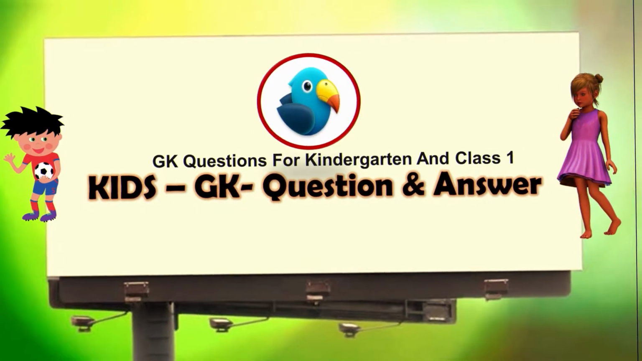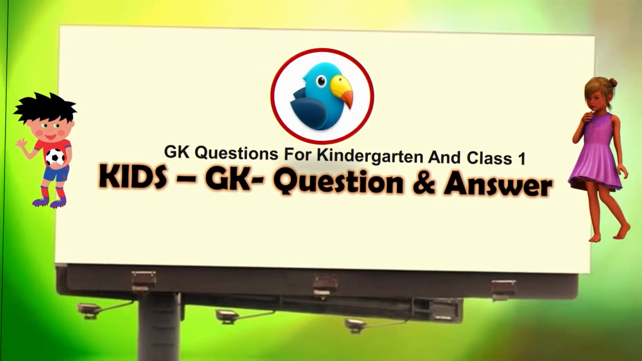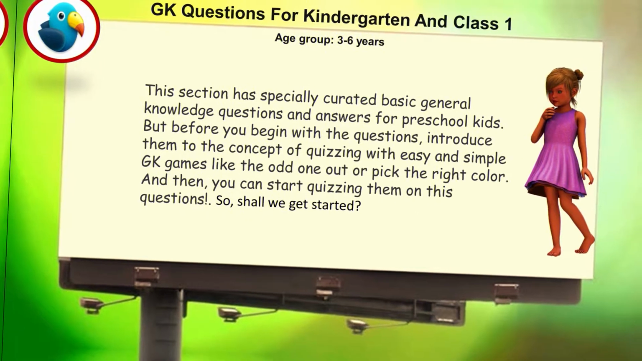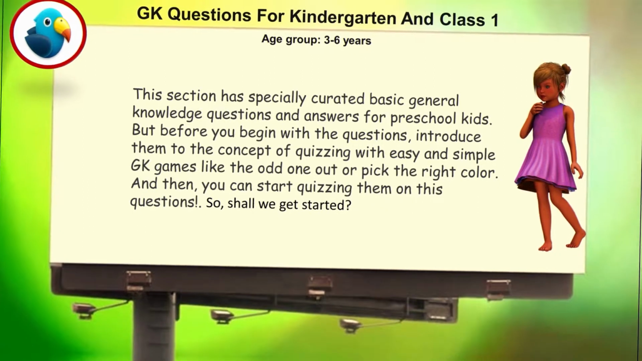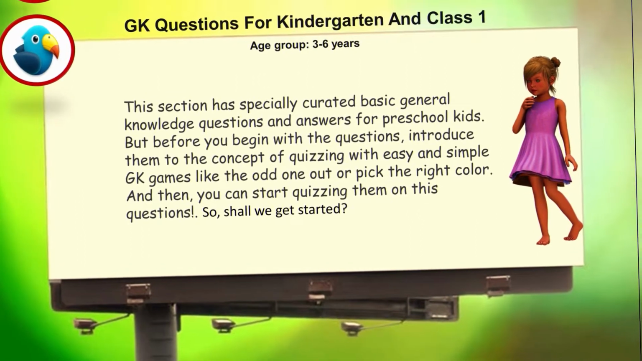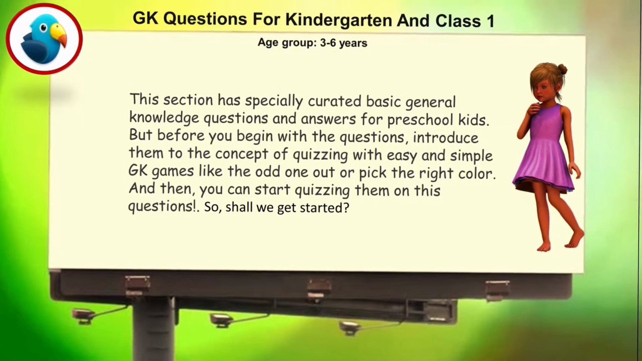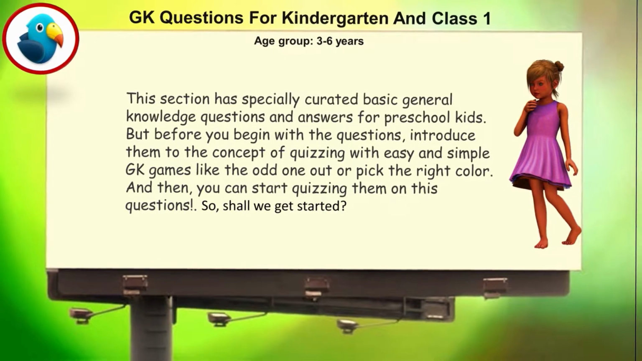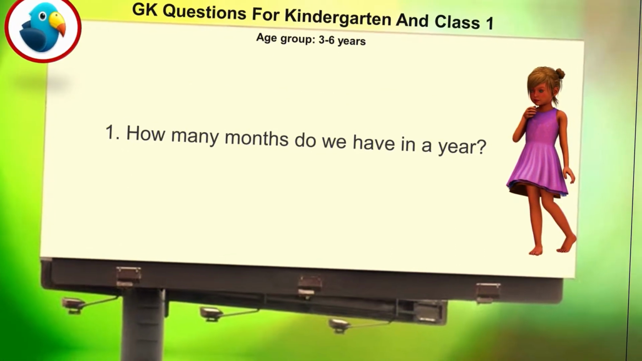Increase your general knowledge questions and answers. GK questions for kindergarten and class 1. Age group 3-6 years. This section has specially curated basic general knowledge questions and answers for preschool kids. But before you begin with the questions, introduce them to the concept of quizzing with easy and simple GK games like the odd one out or pick the right color. And then, you can start quizzing them on these questions. So, shall we get started?